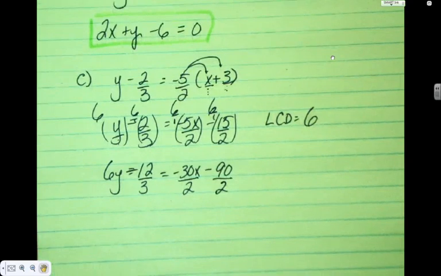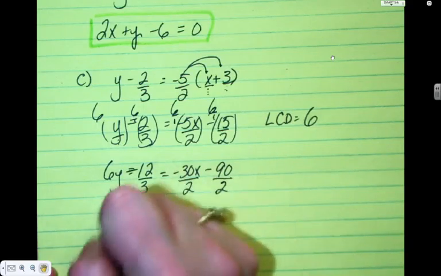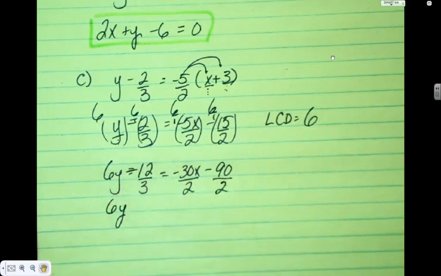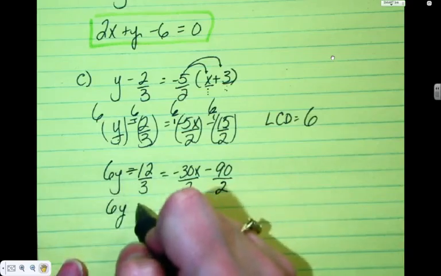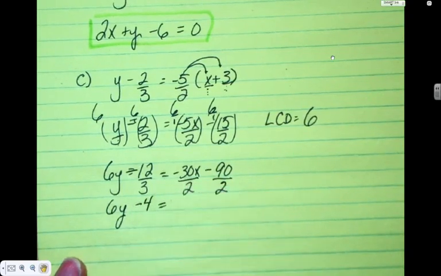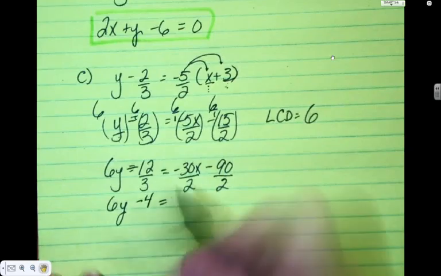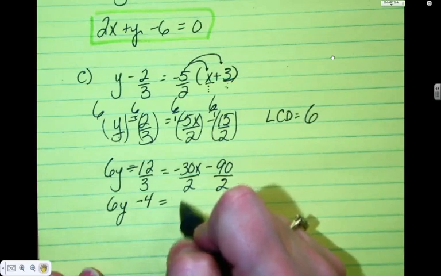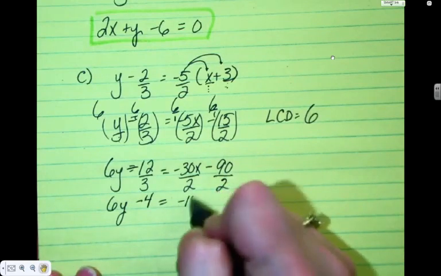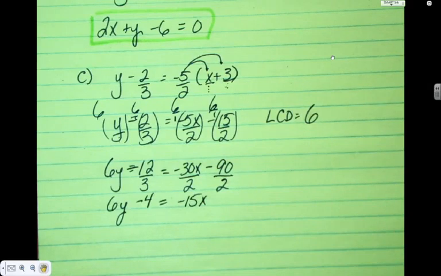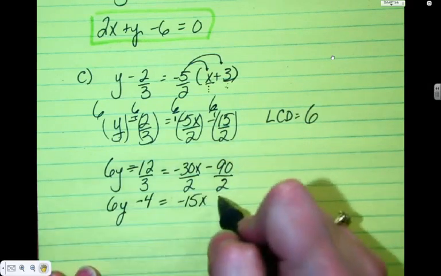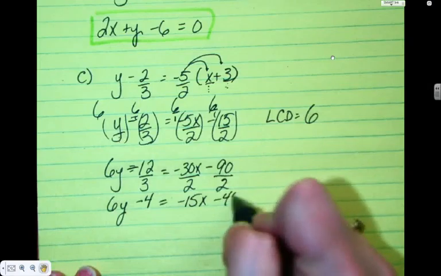Now I said if you still have fractions, you've done something wrong. Why do we still have fractions? We're just not done yet. We haven't reduced them. So what is negative 12 divided by 3? What's negative 30 divided by 2? Negative 15. And what's negative 90 divided by 2? Negative 45.